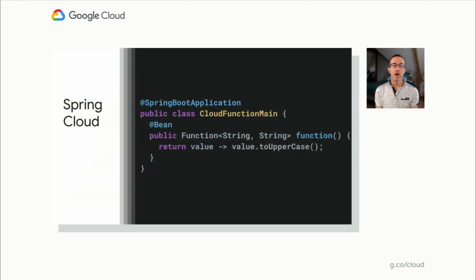Spring Cloud and Spring Boot have a different approach to creating functions. In Spring, a function is a Spring bean that returns a Java function interface, which is parameterized by an input type and output type. Your Spring function returns a Lambda expression, hence the arrow that you see here in this example. But you don't use the Functions Framework API directly. You use Spring's programming model instead.